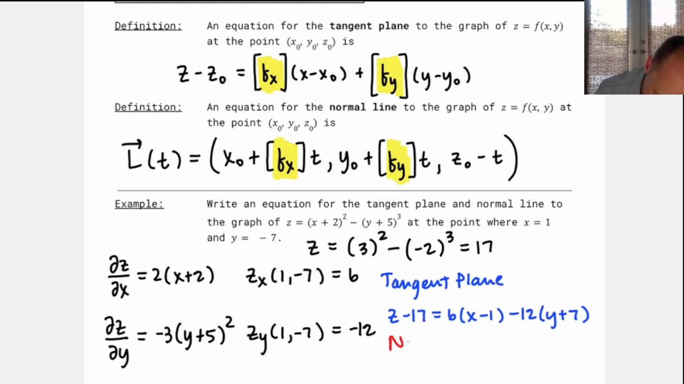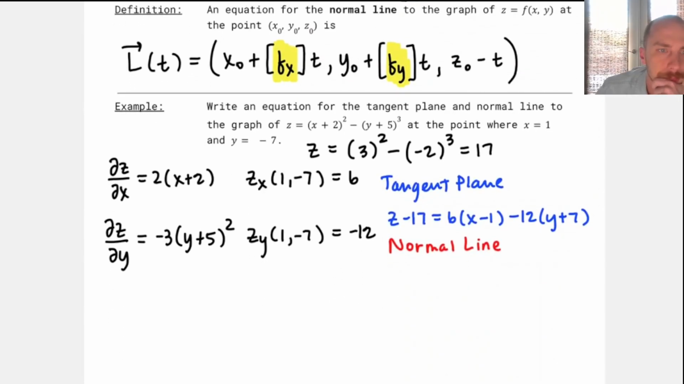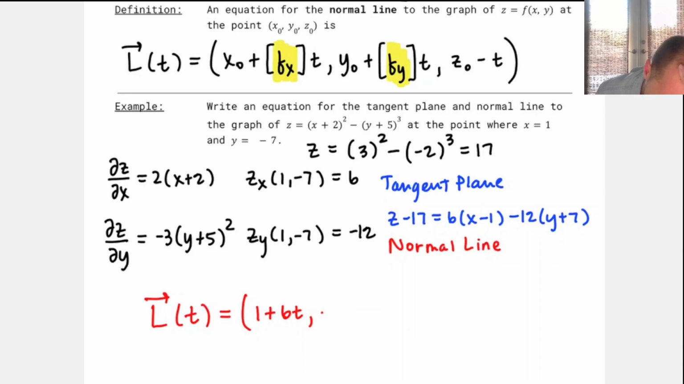And then for the normal line, I might need a little bit more room. All we need is the formula for the normal line right there. You can write this as a vector vertically if you like. That would be x0, which is 1, plus z_x, which was 6, times t; y0, which was negative 7, minus 12t; and then z0 was 17, and I'll just put in minus t there. It's always minus t. That's an equation for the normal line to the graph of this surface at that given point.